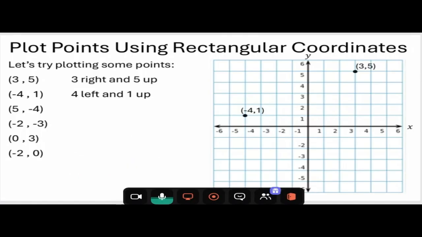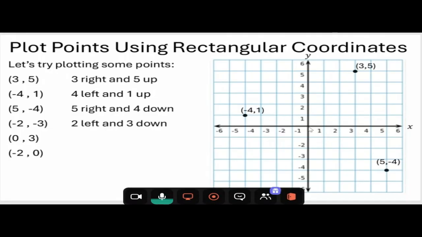Okay, (5, -4). So x is 5, so that means 5 to the right. Y is -4, so that means 4 down. So 5 to the right, 4 down. There's that point right there. (-2, -3). So x is negative and y is negative, so we're going to go left and down. 2 left, 3 down, right there.